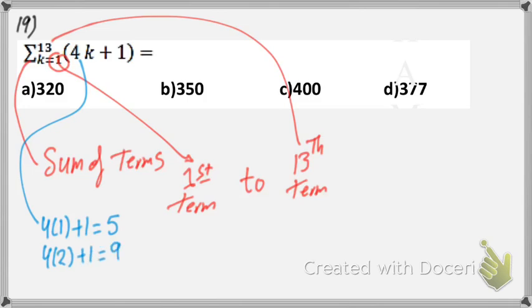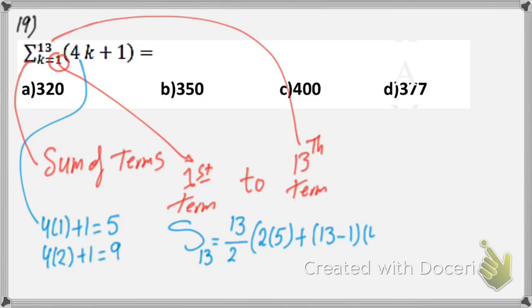We will figure out that 5 and 9, the difference between them is 4. And by continuing, we'll figure out that each time you are adding 4. So I need to use the sum of 13 terms for an arithmetic sequence, which is equal to n divided by 2, 13 divided by 2, multiplied by 2 times the first term, which is 5, plus 13, the number of terms, minus 1 multiplied by the common difference.